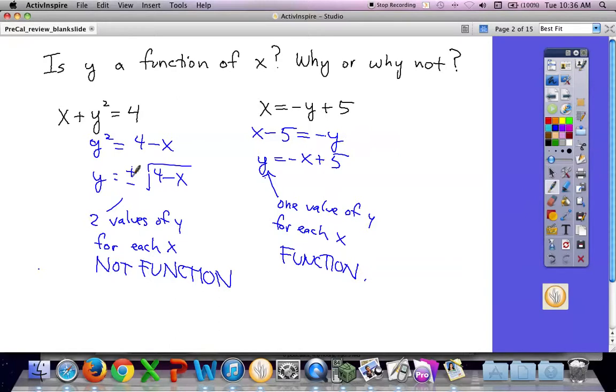And generally speaking, we always forget to do plus and minus when we take the square root. So, yeah, could it work? Yes.